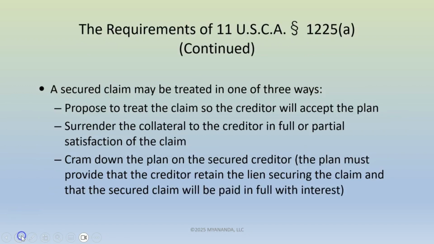Moving on to additional requirements on this page. A secured claim can be treated in more than one way. They can treat the claim so the creditor will accept the plan, surrender the collateral to the creditor in full or partial satisfaction of the claim, or cram down the plan on the secured creditor. The plan must provide that the creditor retain the lien securing the claim and that the secured claim will be paid in full with interest. Let me see what they say about cram down in that list of definitions, also known as pennies on the dollar.